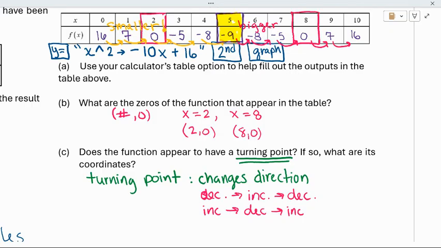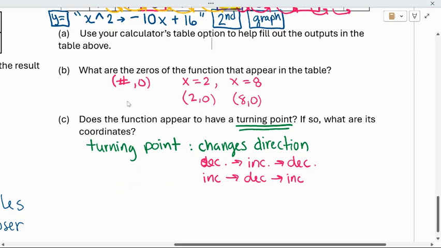Do you guys notice that once you get to -9, if you move to the right or to the left, those outputs repeat? -8, -8, -5, -5, 0, 0, 7. Did you guys see that? It's because it's symmetrical. So what is our turning point? Our turning point is the ordered pair 5, -9.